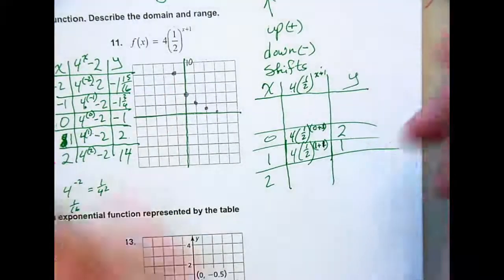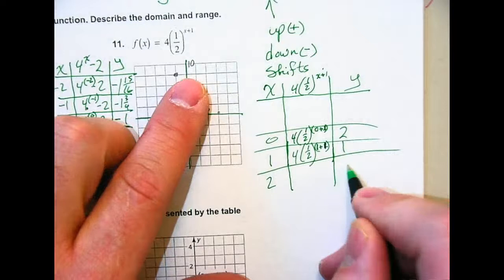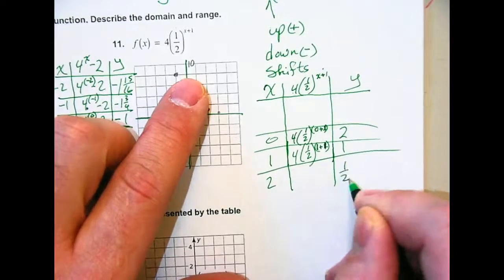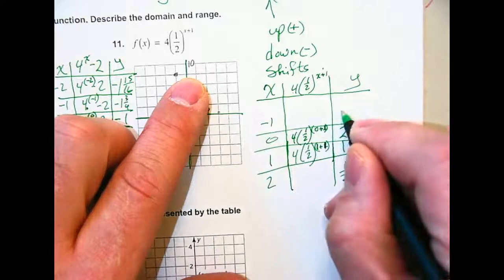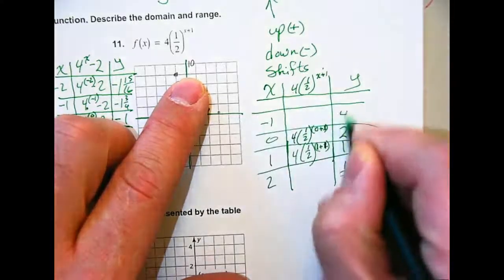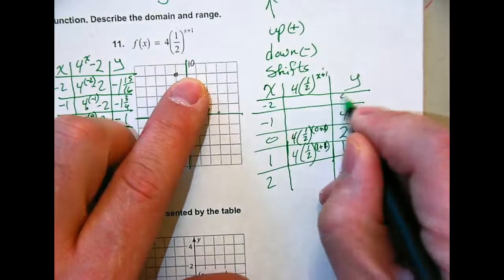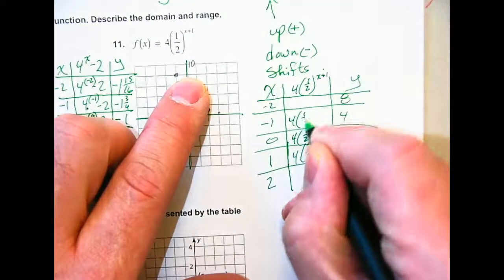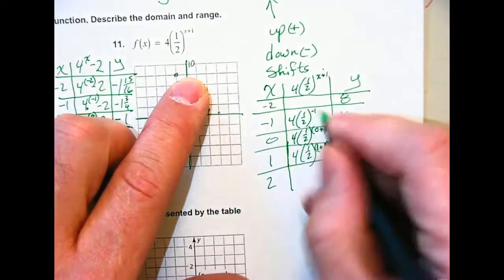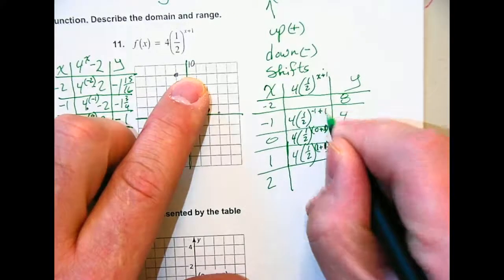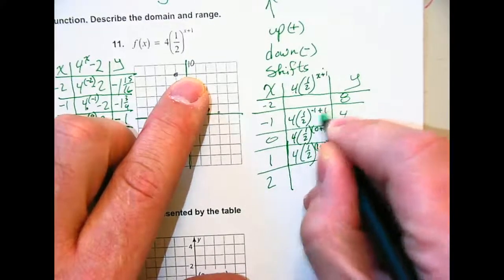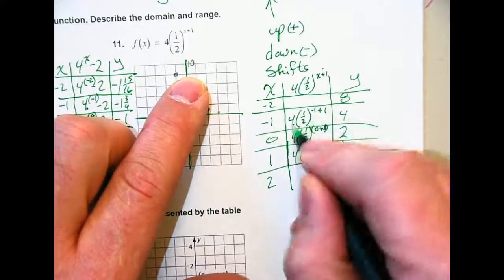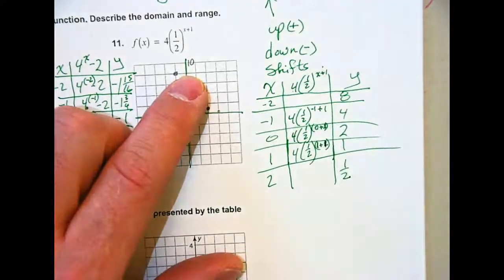Ignore my graph for a minute, please, but what did we get for 2 here? Half. Everyone agree? Okay. What do we get for -1? 4. What do we get for -2? 8. Okay. You get 4 for -1, so 4 times 1/2 to the -1 plus 1. So -1 plus 1 is 0. So that part's 1, thank you, times 4 is 4. Nice job.